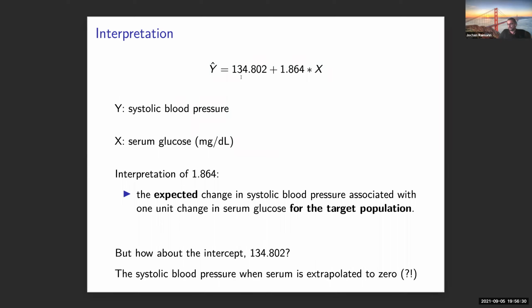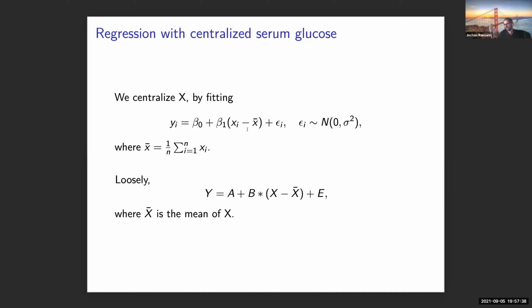For that very reason, we're doing something which is called centralization. Centralization is basically factoring in that 0 maybe doesn't make that much sense. So we're factoring in x bar, which we know is the mean. So it's the mean of x. So we're assuming that there's a mean in serum glucose predicting the blood pressure. So essentially we are not using the intercept at 0, but we're using it at the mean of serum glucose.